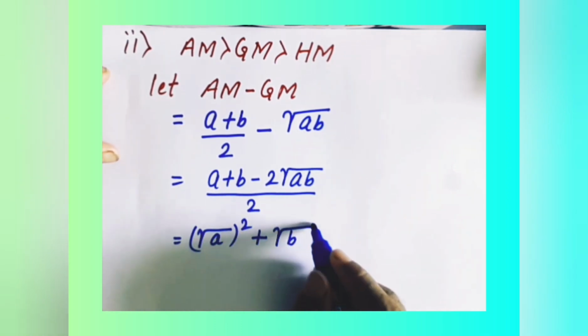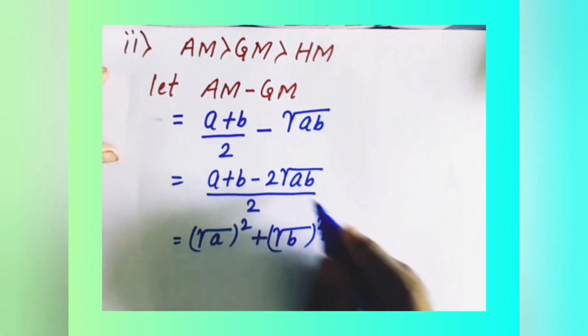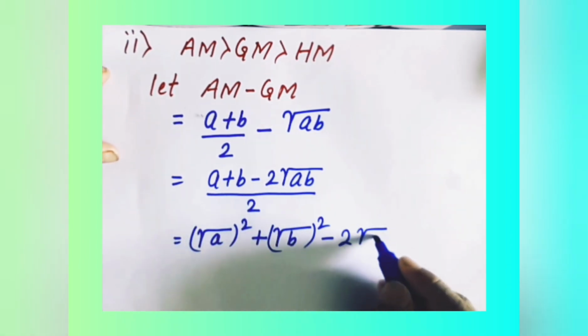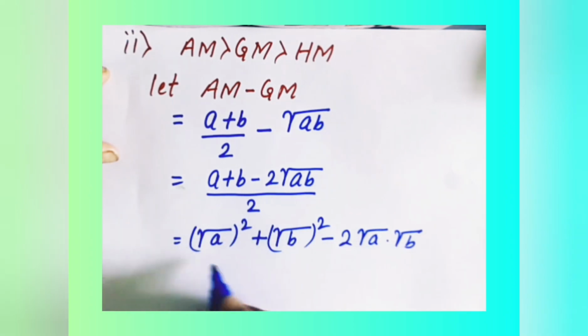Now this a we can write as the square of root over a, and this b also as the square of root over b, minus this 2 root over ab, which we can write as root over a into root over b, whole by 2.